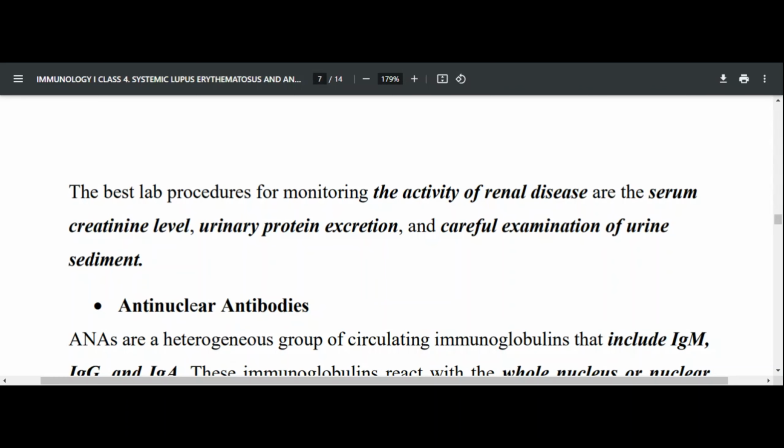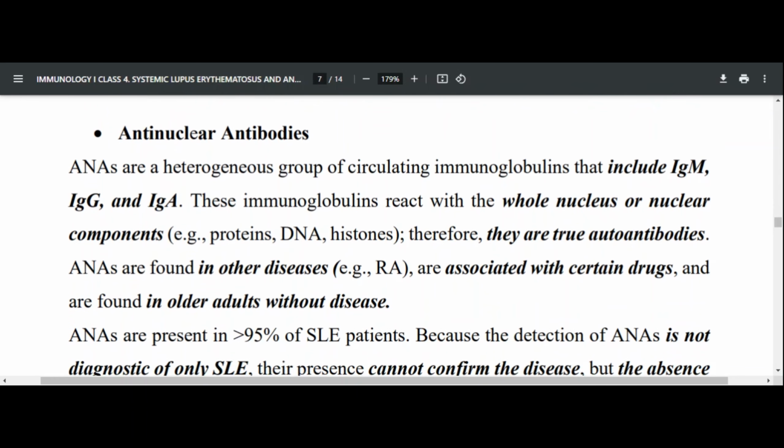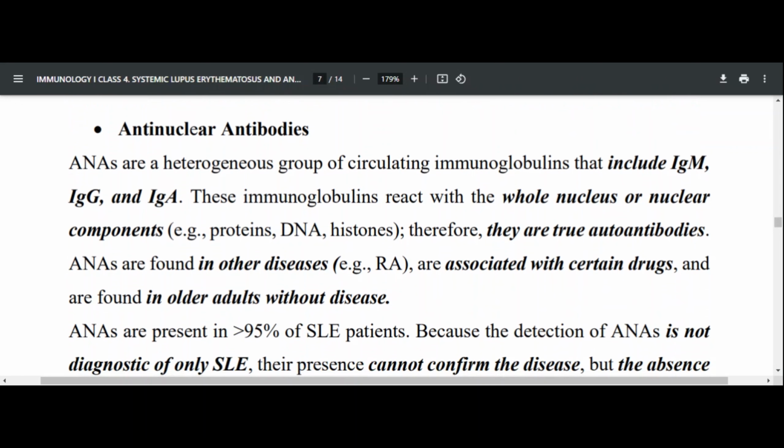So anti-nuclear antibodies are antibodies in the class of IgG, IgM, and IgA, and those antibodies are associated with the nucleus, the whole nucleus, or the nuclear components. For example, antiproteins, anti-DNA, antihistones, and so on. So they are all autoantibodies against the nuclear components.